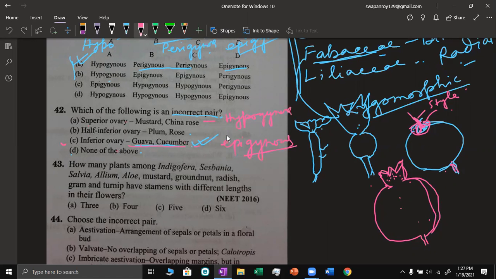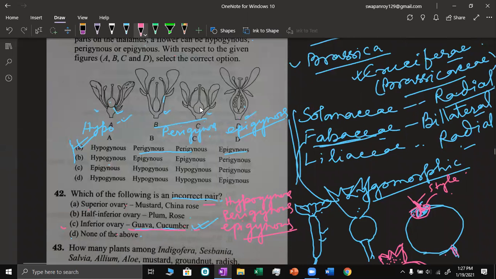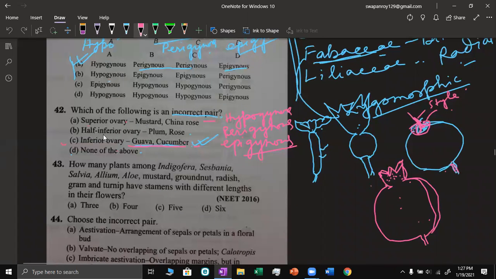And in case of perigynous, the ovary is half inferior, not totally. So sometimes in case of perigynous it is partially so, not exactly. The ovary is superior, not inferior. So in the middle, half inferior. In case of perigynous, plum and roses have this type of thing. So it is perigynous. So none of the above pairs is wrong.